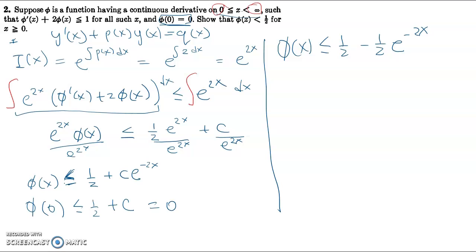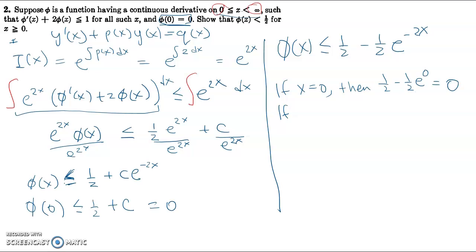All right, so let's plug in now. Now let's plug in our boundaries. Let's plug in our leftmost boundary, which is 0, first. To be more exact, if x equals 0, then 1/2 minus 1/2 e to the power of 0. This is 1, so this is going to be equal to 0.